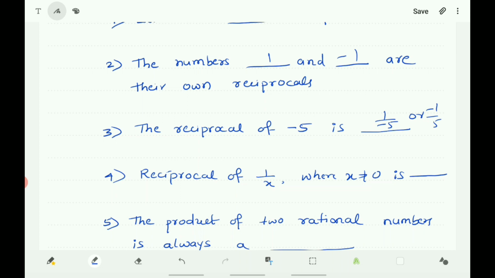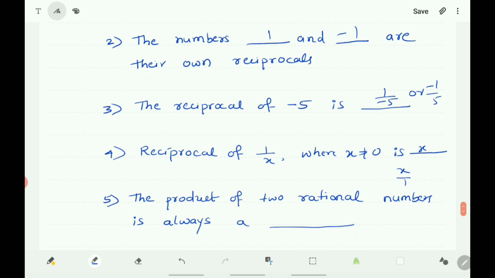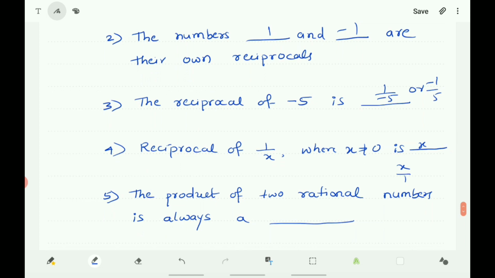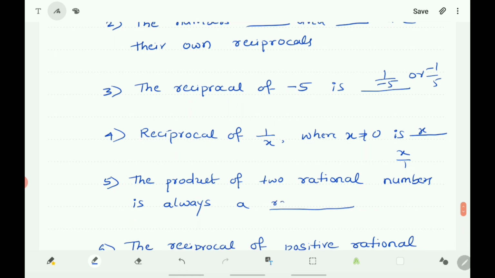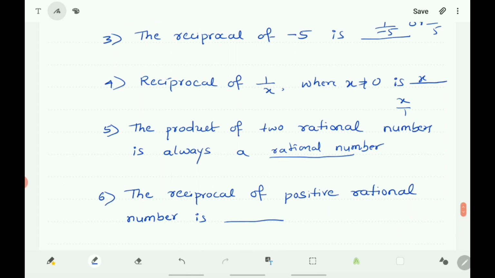Reciprocal of 1 by x, where x is not equal to 0, that is x only, or you can write x by 1. X is nothing but x by 1. Then the product of two rational numbers is always a rational number. Next, the reciprocal of a positive rational number is always positive. Reciprocal of a positive rational number is a positive rational number.